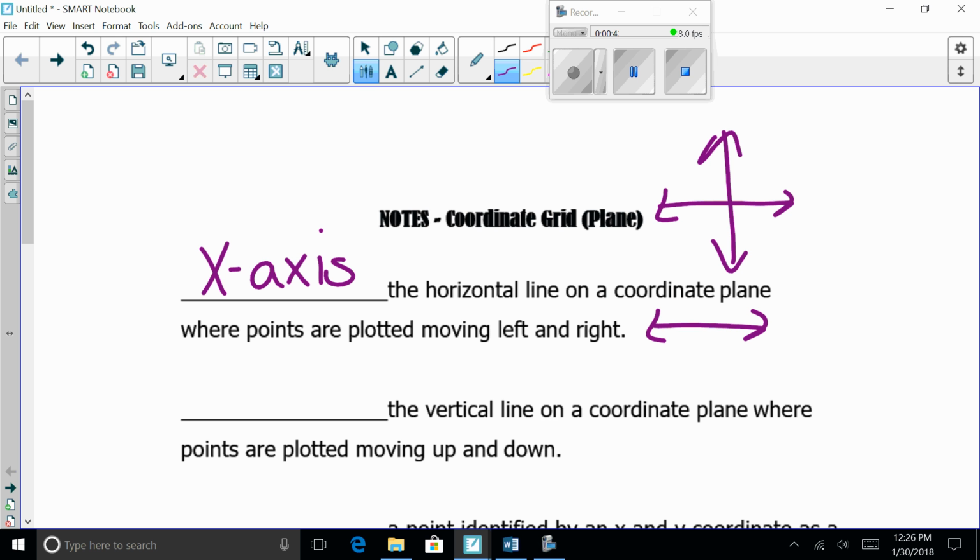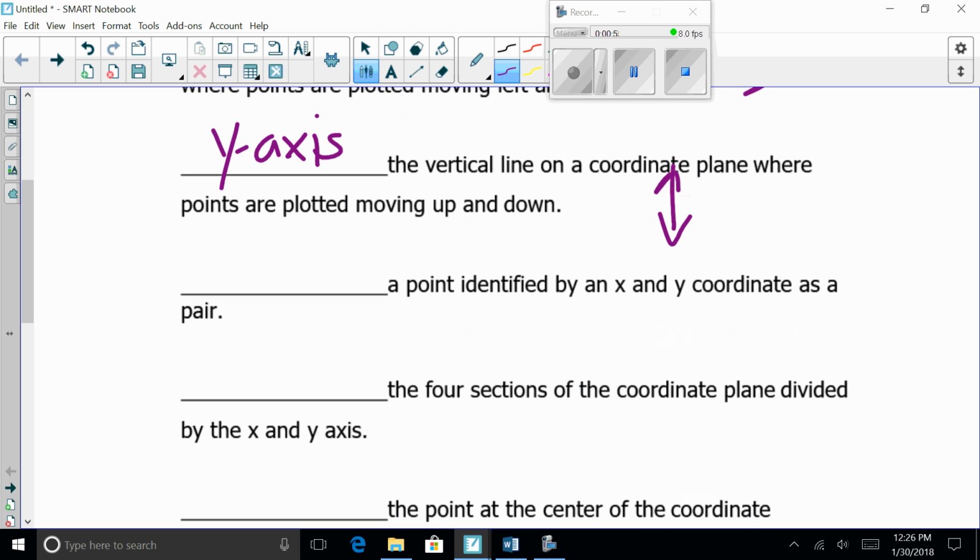Okay, your next word, the vertical line on the coordinate plane where points are plotted moving up and down. So your vertical is going to be your y-axis. A point identified by an x and a y coordinate in a pair, these are going to be ordered pairs.